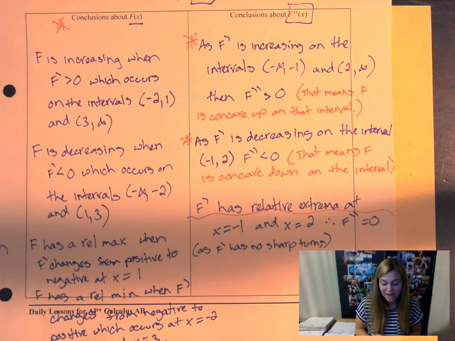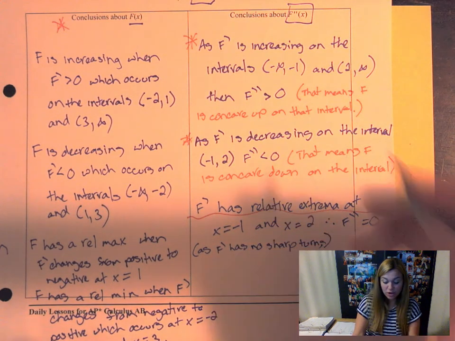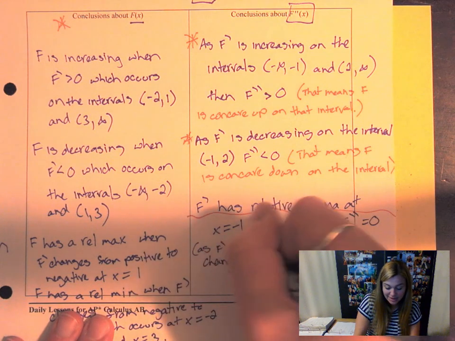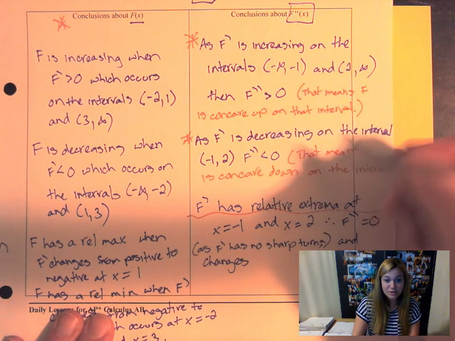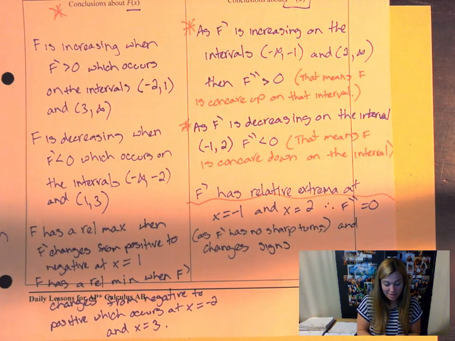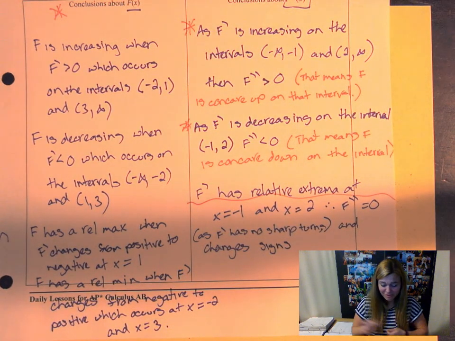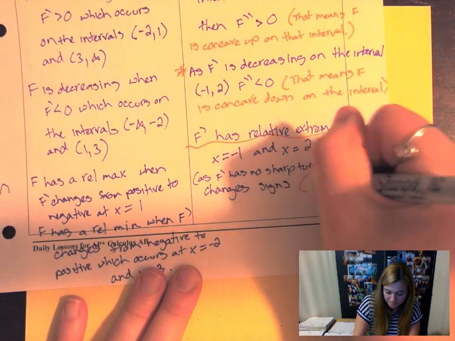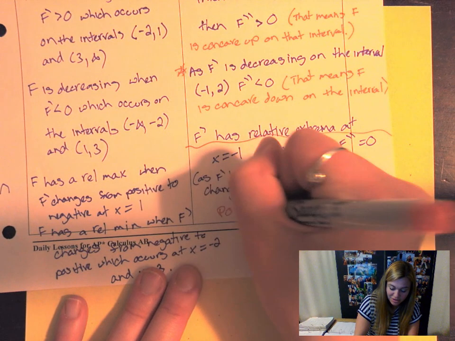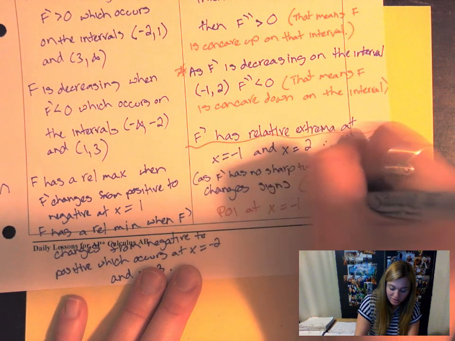So if we have f prime has relative extrema at x equals -1 and x equals 2, f prime equals 0, and changes signs, I can see that f double prime, because of all the stuff we set up here, changes signs. And what does that tell you about the graph of f? Therefore, f has points of inflection at x equals -1 and x equals 2.